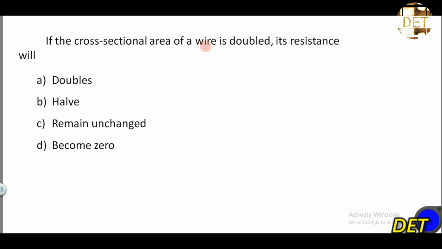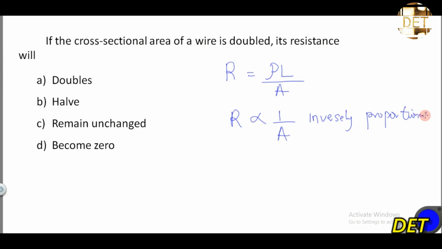If the cross-sectional area of a wire is doubled, its resistance will what? This is more complex, but it's not very complex. So let's unravel it. We have that resistance from the formula is equal to resistivity times length all over area. And like I said, resistance is inversely proportional to the area. What that tells you is that as the area increases, resistance will decrease because they are inversely proportional. As the area increases, resistance decreases. As the area decreases, resistance increases.